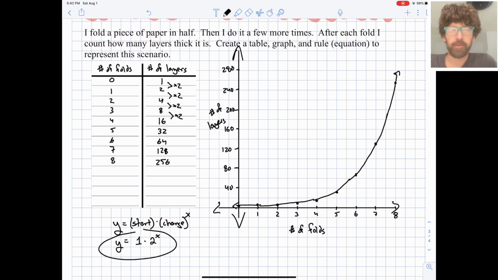And then here's a good challenge for you. How many layers thick will it be if you could somehow magically fold that paper 50 times? And then go look up how thick a piece of paper is and see how tall that stack would be. That's a good place to stop right there.